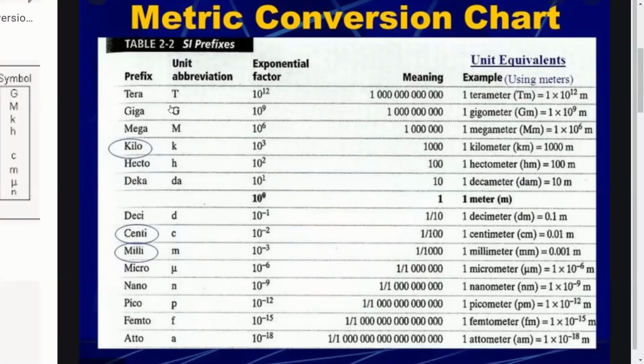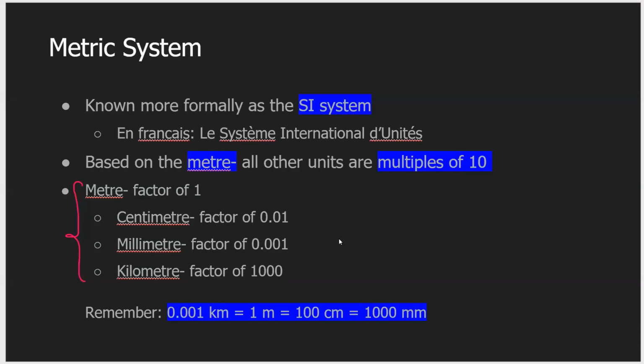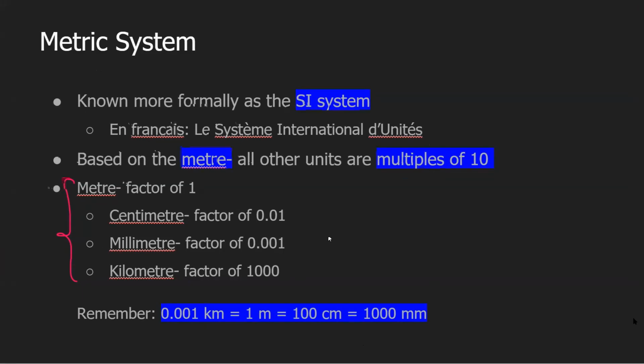It does look like a lot of units at first, but the 3 main ones that you'll have to remember are the kilometer, the centimeter, and the millimeter. These are the ones that we'll be using most often in daily life and in our conversions. Let's go back to our slide. At the bottom, just remember these conversions.